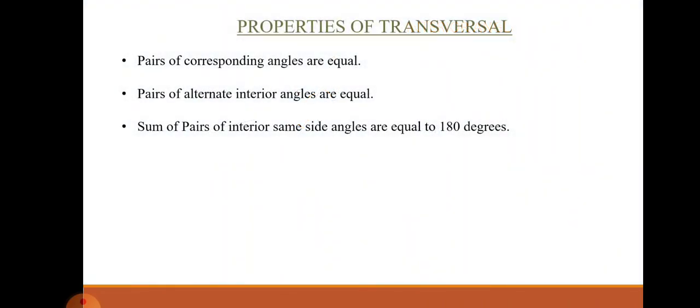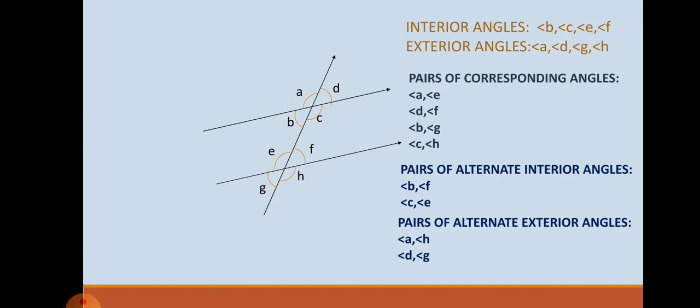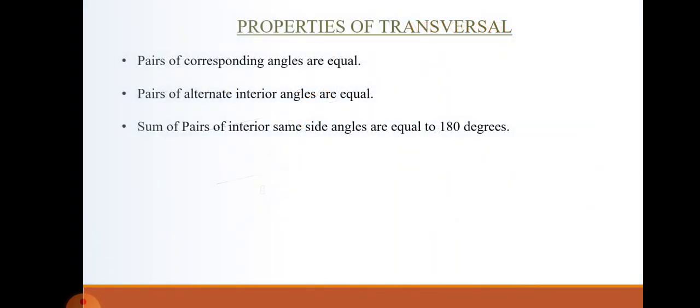Like that, if the question is given, you have to answer that. You have to identify the different corresponding angles, interior angles, exterior angles. Now there are 3 properties regarding the transversal. What are the 3 properties? Pairs of corresponding angles are always equal.